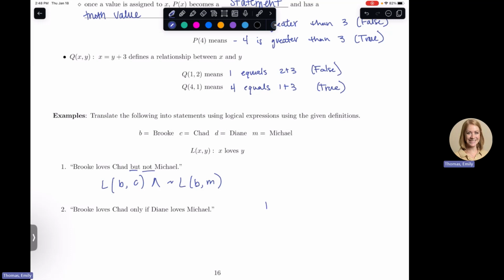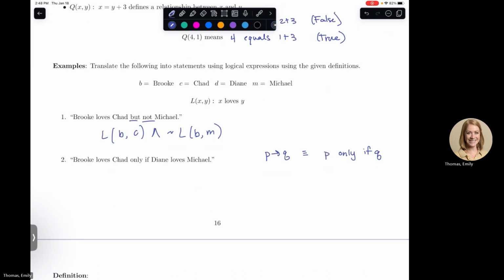Okay, remember P implies Q is equivalent to P only if Q. Brooke loves Chad only if Diane loves Michael. So it's that this part implies this part.